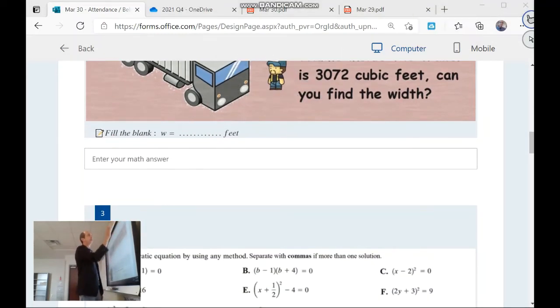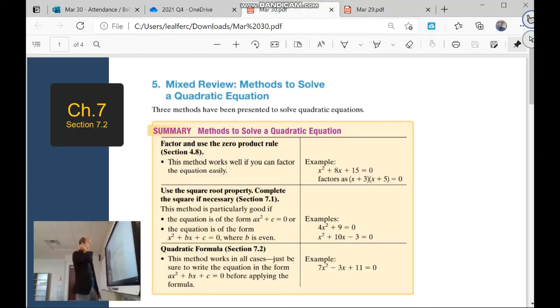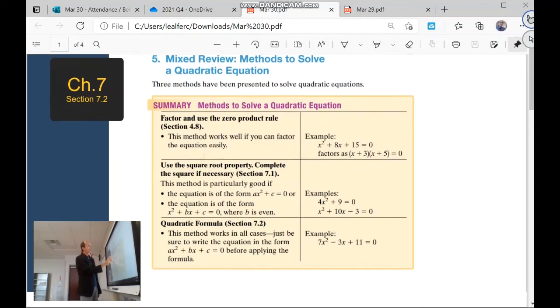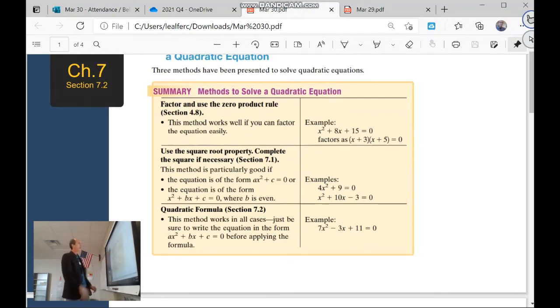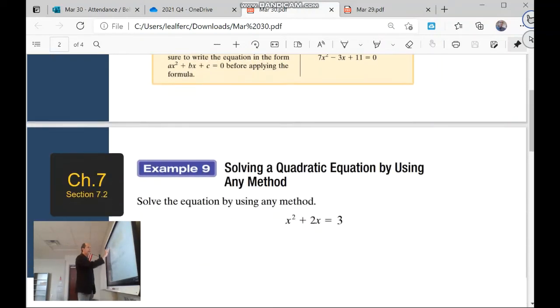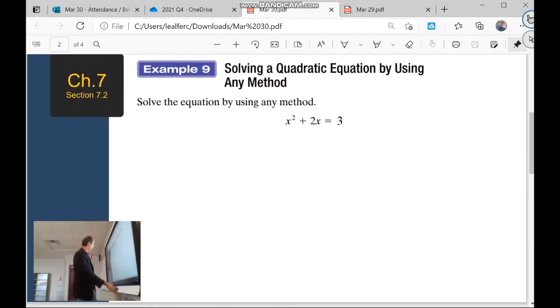Next, we have just a few slides to explain that we learned to apply the quadratic formula to solve quadratic equations, but we can use any method. Those are the methods we learned. We use factoring and the zero product rule. I'm going to show a few examples. We use the square root property and complete the square if necessary. And finally, the quadratic formula. Three different methods. Let me show real quick how to start, right?